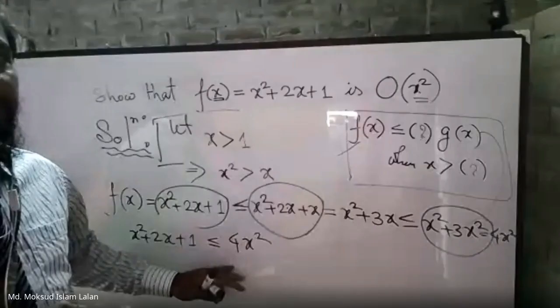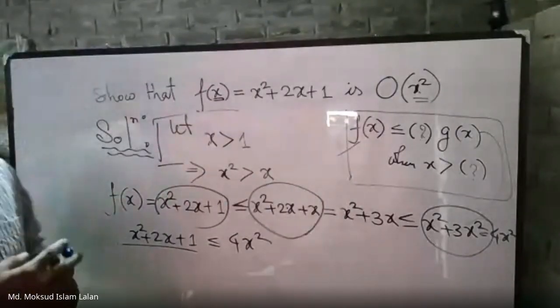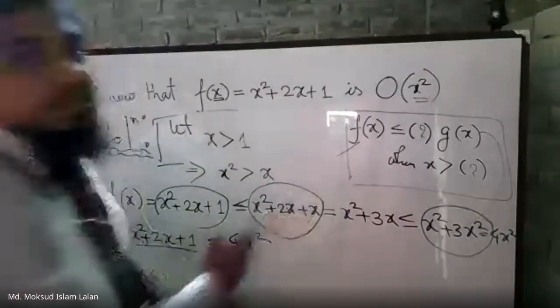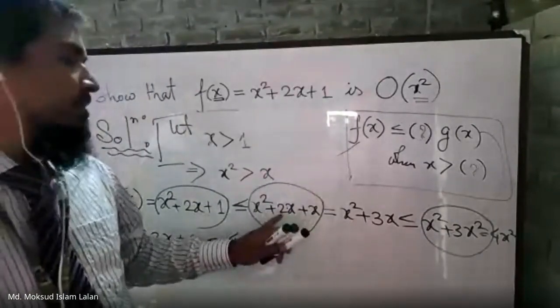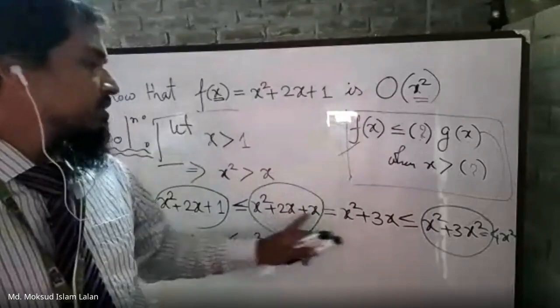Sir, in the middle part, x square plus 3x, is it necessary to avoid it? You can just sum it up, Munna, because this is twice x plus x. We are just summing here. Sir, you just wrote x square plus 2x plus 1 less than or equal to 4x square. So instead of 4x square, is it x square plus 3x less than or equal to 4x square?